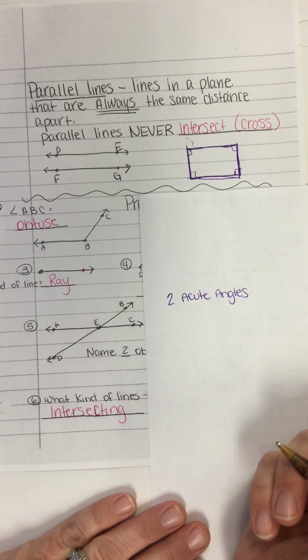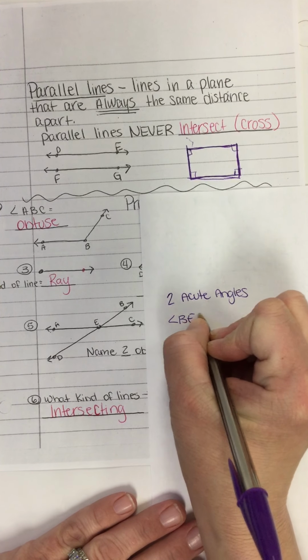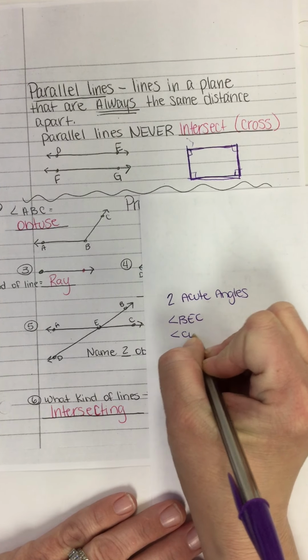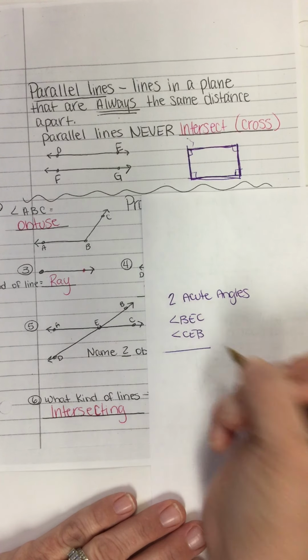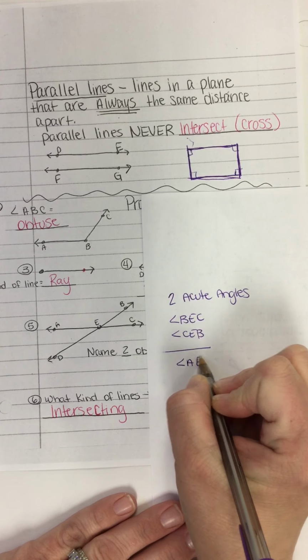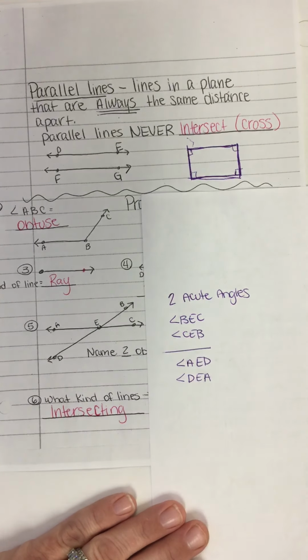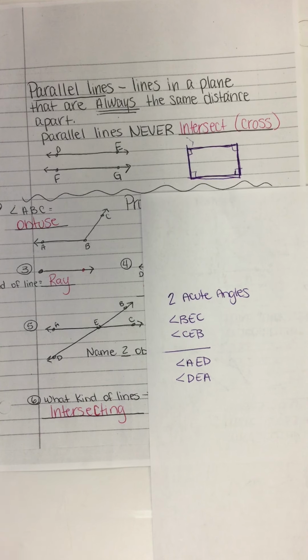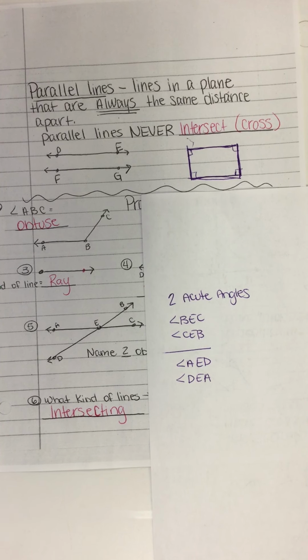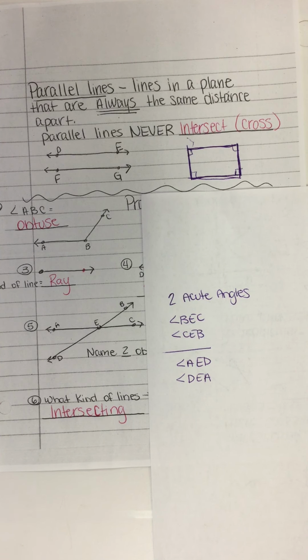Okay. So one would be angle BEC or CEB. That's the first one. The second one is angle AED or DEA. Okay, so you just have to be able to look at the problems and find the angles. Okay, now let's look at the paper that I posted for y'all to work out.